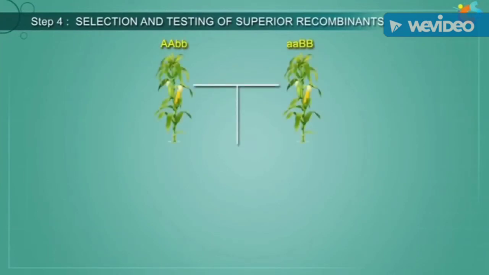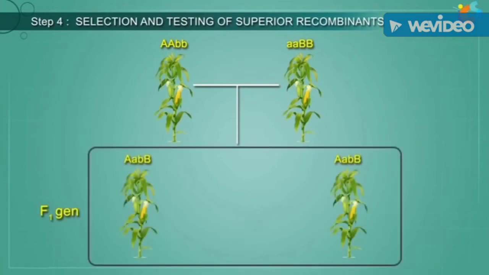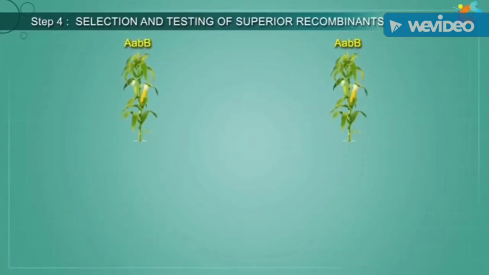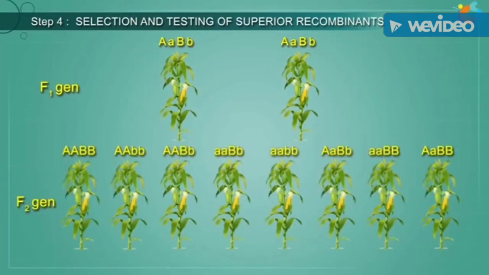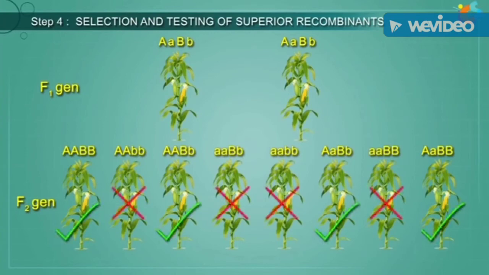Step 4. Selection and testing of superior recombinants. The hybrid obtained is scientifically checked for desired characters. If the test is passed, the plants are self-pollinated for several generations. Since the F1 hybrid has both dominant as well as recessive alleles, at every next generation we will get a wide variety of combinations. Some will be desirable and some will be undesirable.